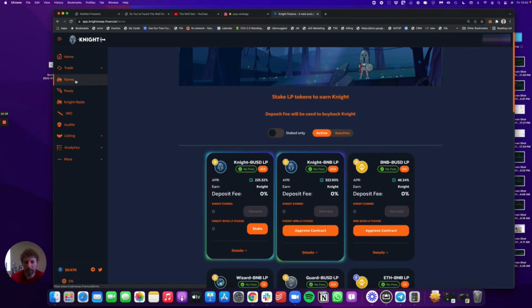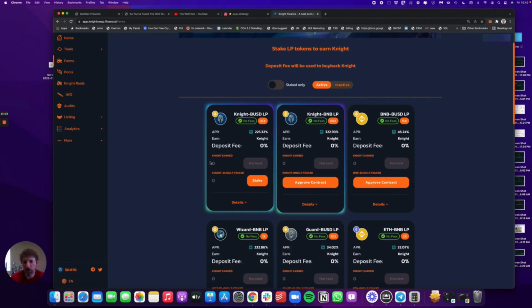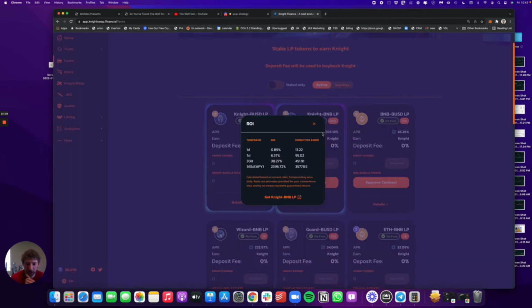So farms, let's go back here, see the numbers have updated. Great. So you can see some of these farms. This one's the highest one, I think, 322%, right, for Night and BNB paired together. And so you will earn Night, so it will create or print, in essence, Night for you. And again, if we look at these numbers, 13.22 for 1,000 invested in here.